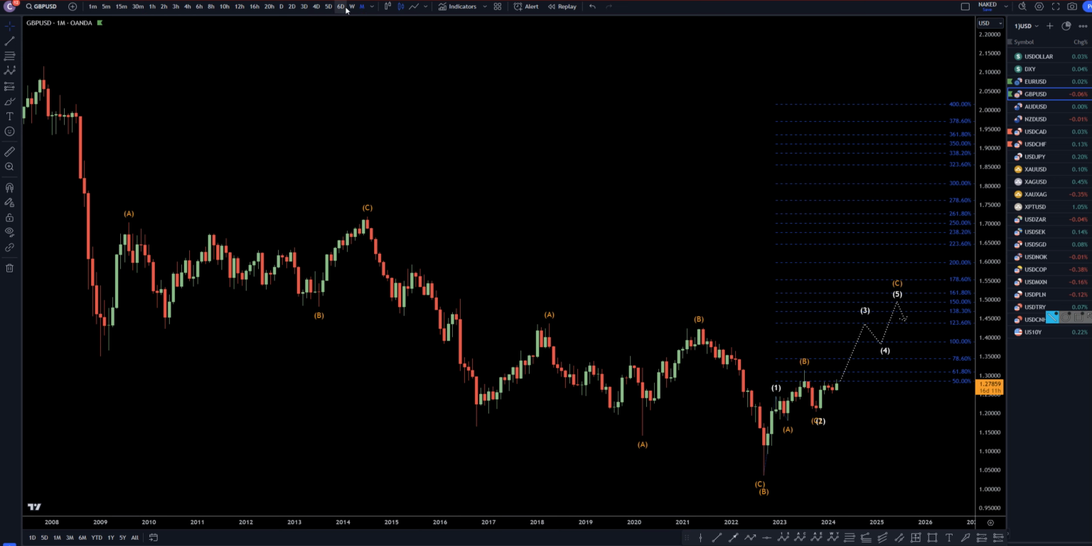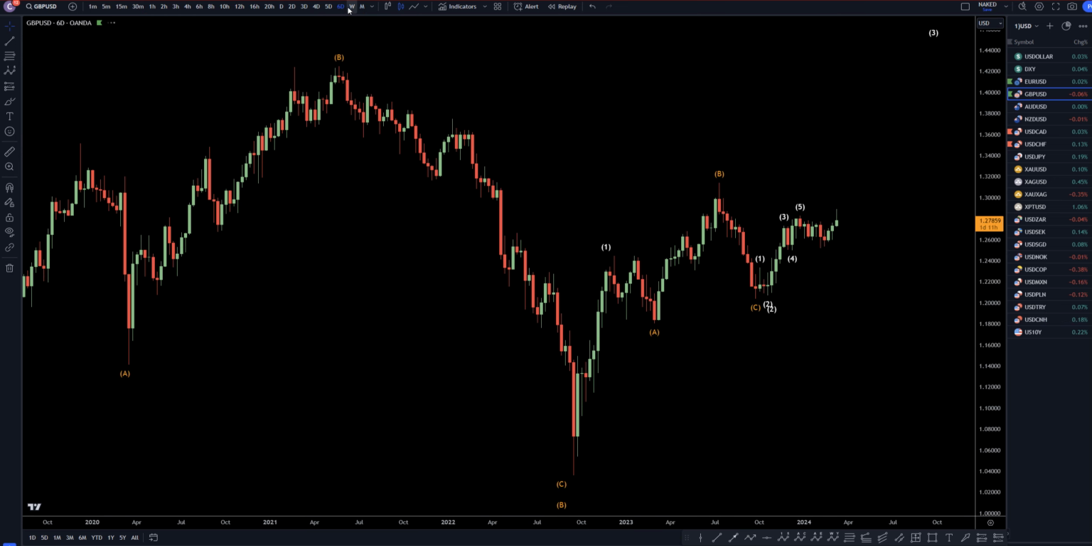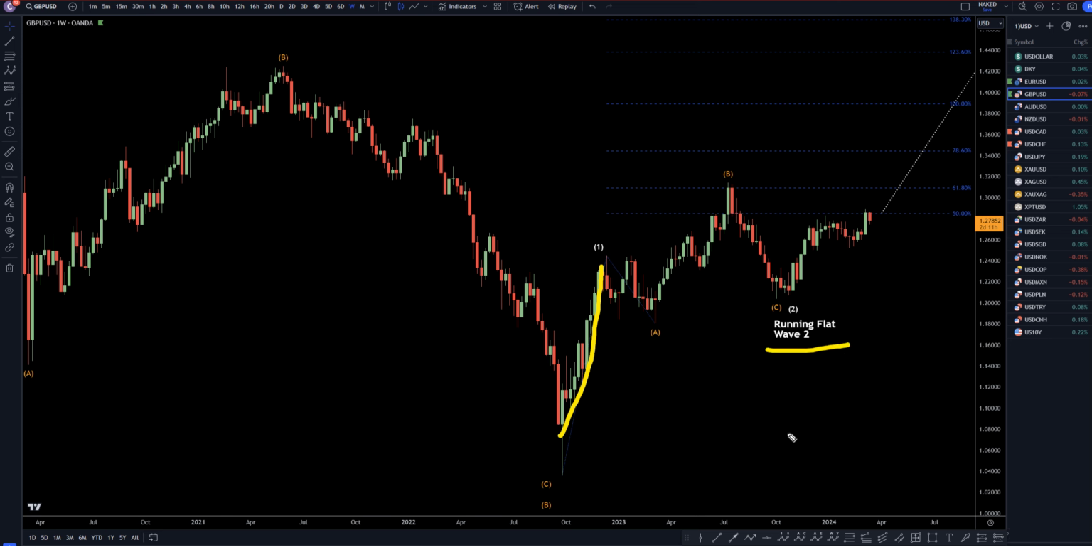So taking it down to the weekly time frame. On the weekly time frame, I'm still looking at this first push up as a 1. I still think this one looks like a running flat wave 2. 3 waves down, 3 waves up, 5 waves down, higher high wave B, higher high wave C. Definitely fits the characteristics of a running flat wave 2.